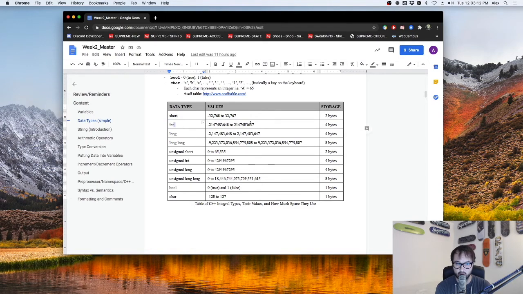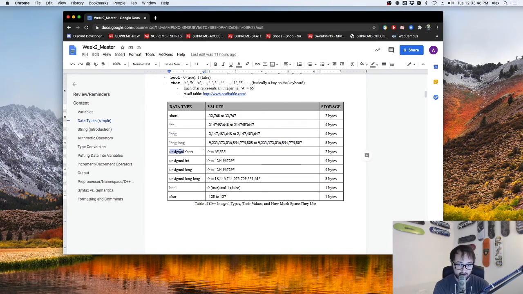An integer is 4 bytes. It can hold this god-awful number that I forgot to put commas in, which is 2,147,483,648, to negative that number to positive that number minus 1. You won't need to know that. Then a long is even bigger, where you can hold, I don't want to say that number. That's a really large number, but that's the range you can go to.